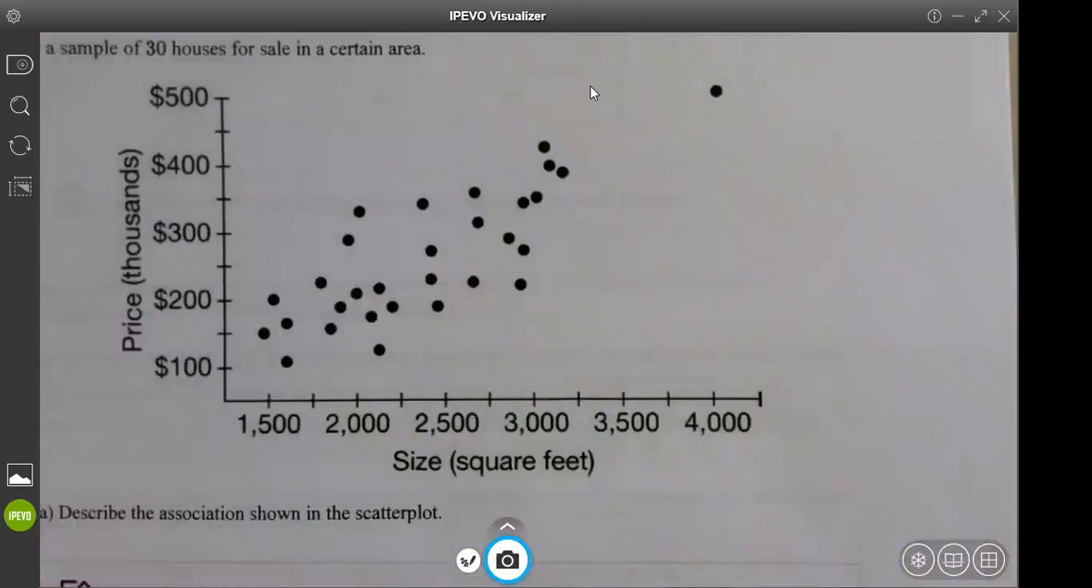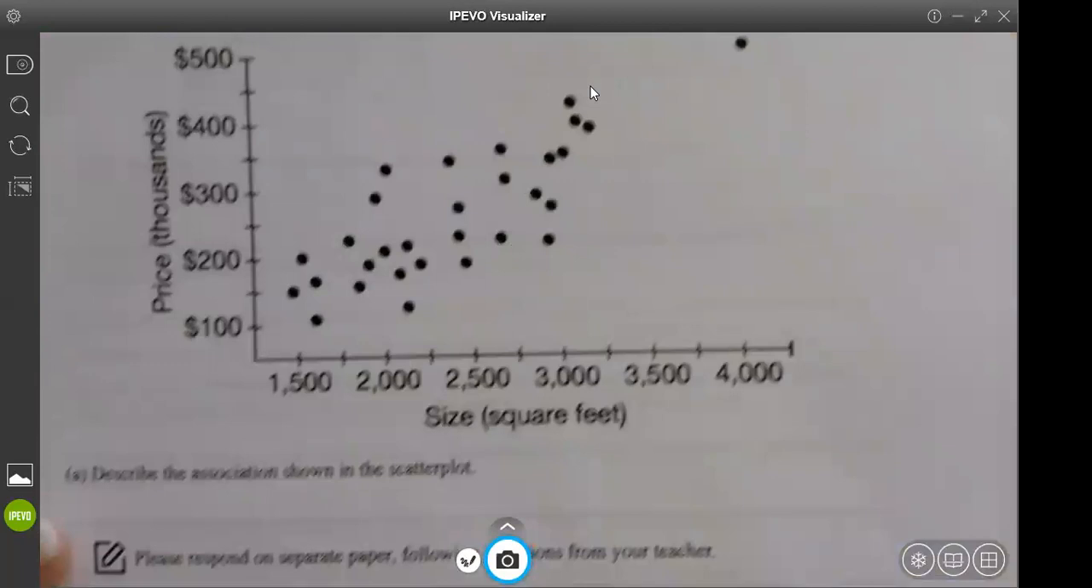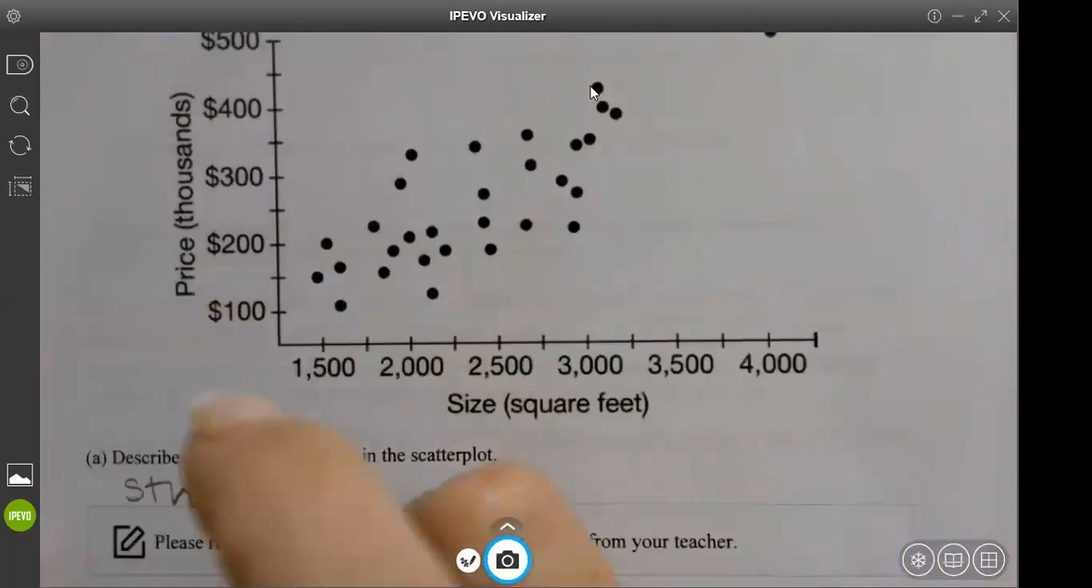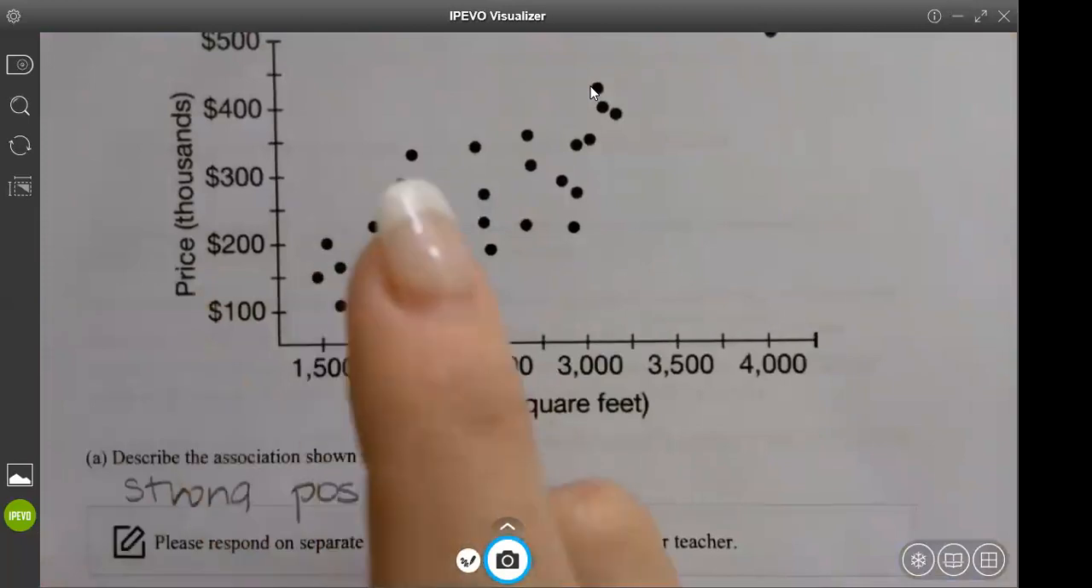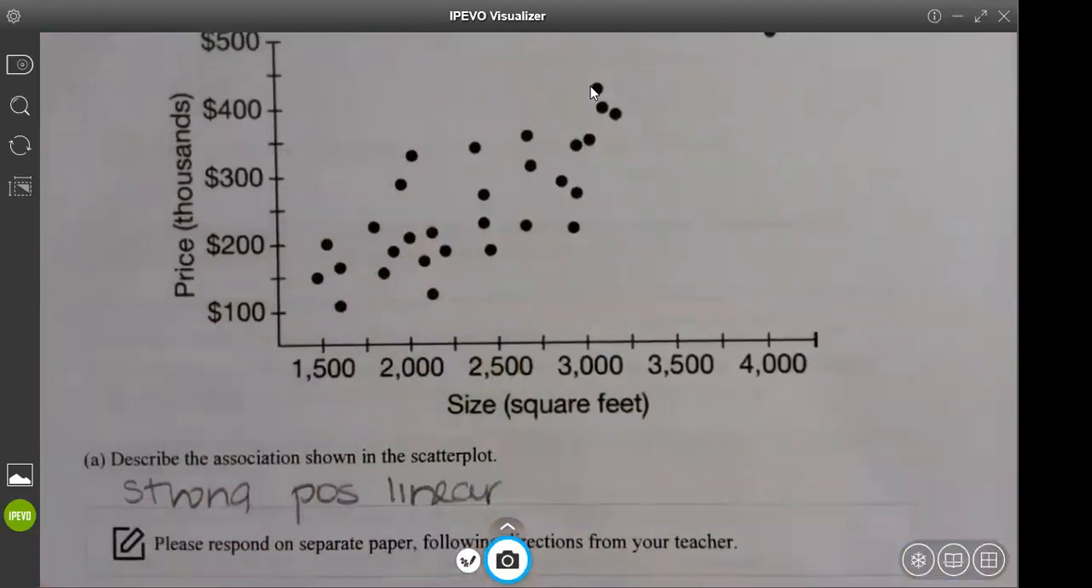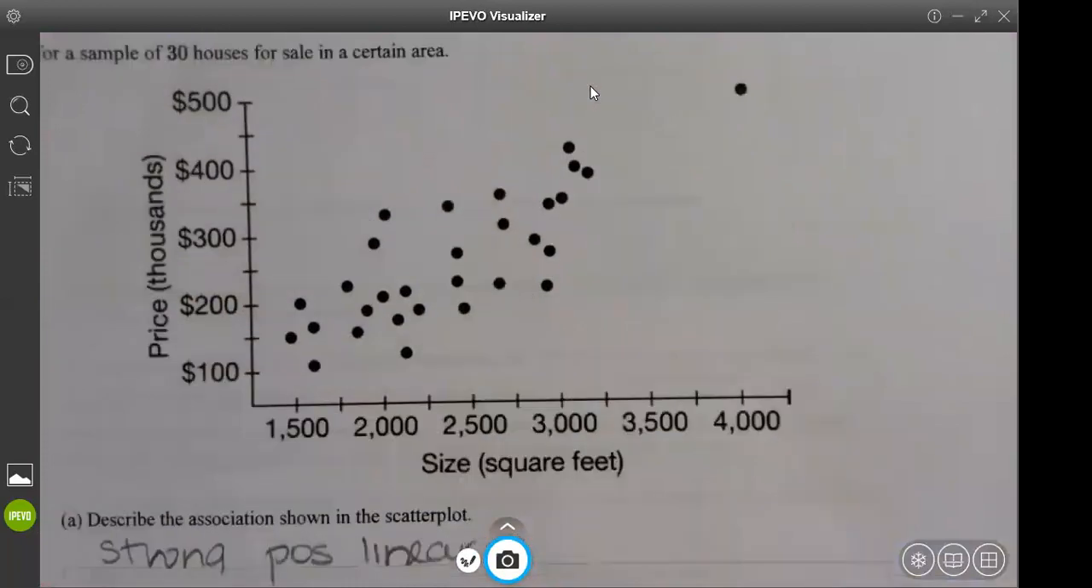Describe the association shown in the scatter plot. Okay, put it in context of the problem. Strong, positive, linear. What else? Anything else? Shape, center, spread. A possible outlier.